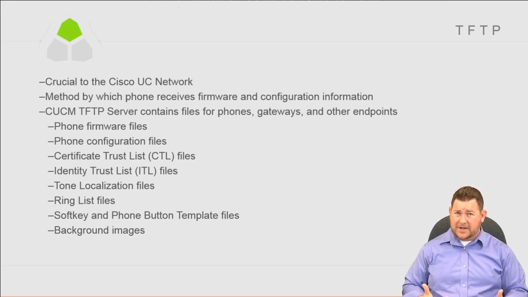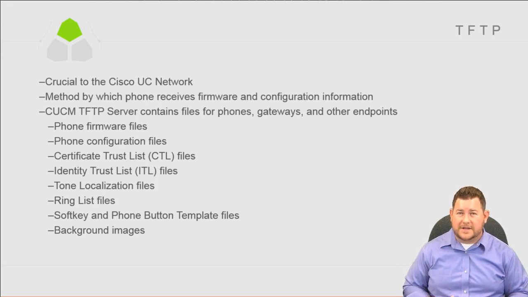You can also use IOS for TFTP, not even just for CUCME, but also for different servers. If you have a configuration file that you want to host somewhere, you can pop that up in IOS and have a phone download it if necessary. The TFTP server itself is going to contain files for phones, gateways, and other endpoints, and you're going to have phone firmware files in there.